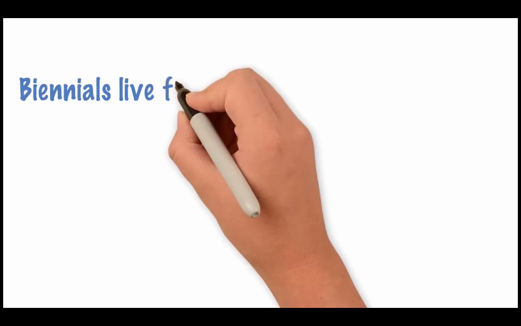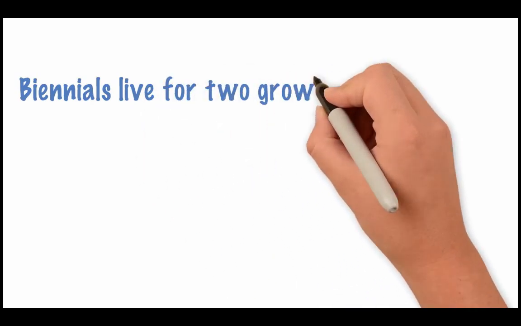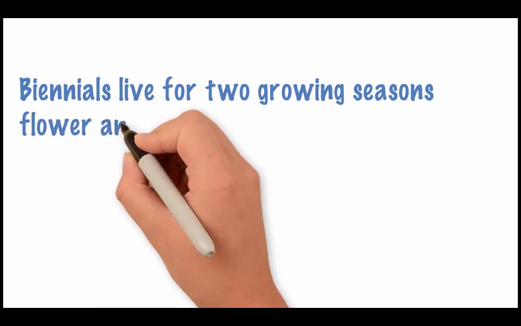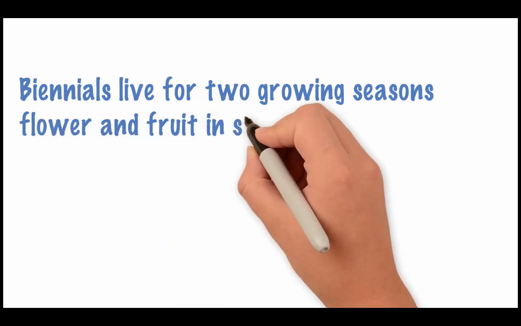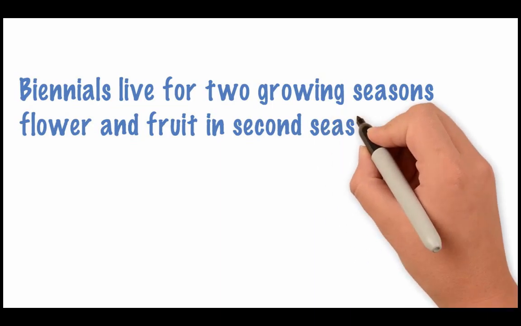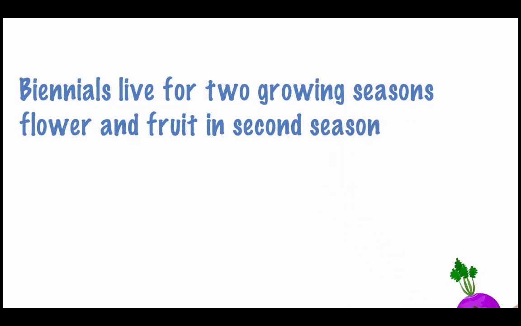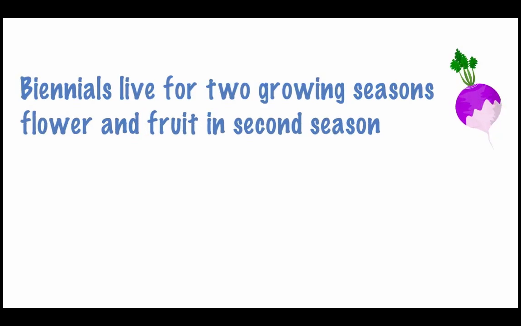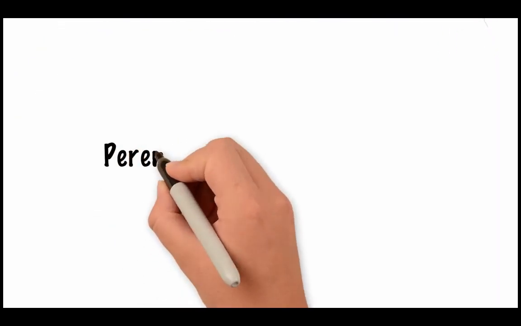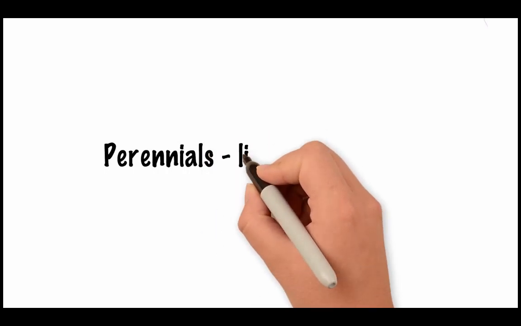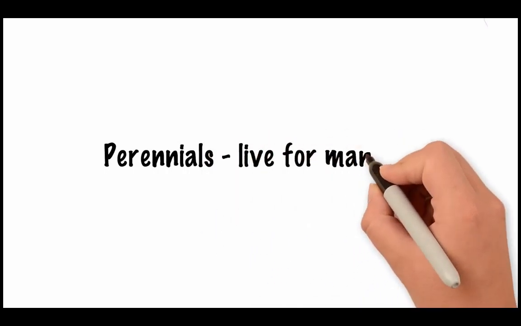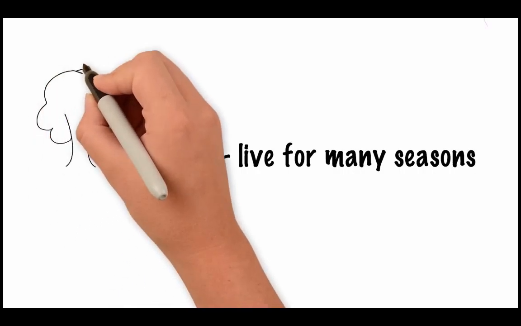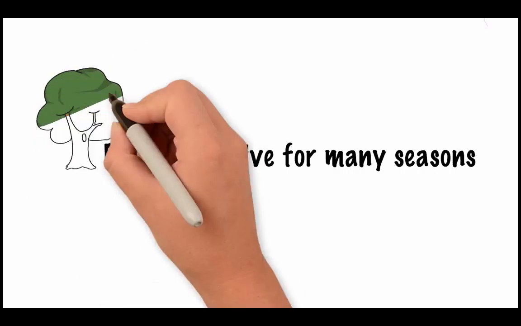Biennials generally require two growing seasons to complete their life cycle. They flower and fruit only in the second year. An example of a biennial is a turnip. Perennials live for many growing seasons. These include trees, shrubs, and many grasses.